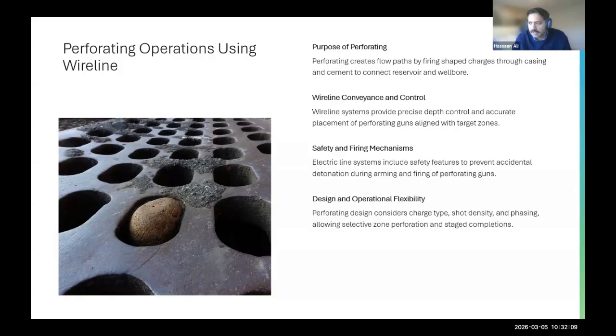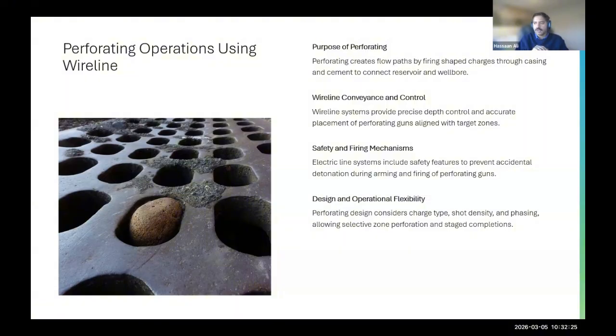So this is critical, right? The depth in perforation and your shot density and your charge type is very important. And your phasing, which is the distance between the perforations, is also very important. What you don't want is to perforate a wrong zone.